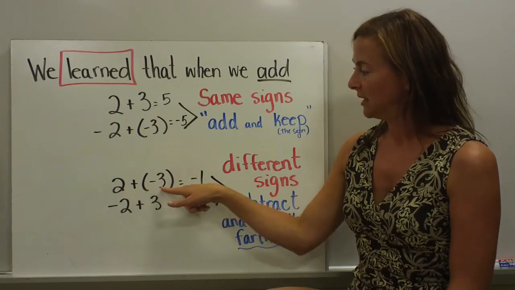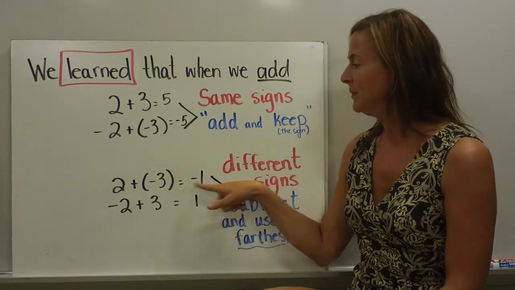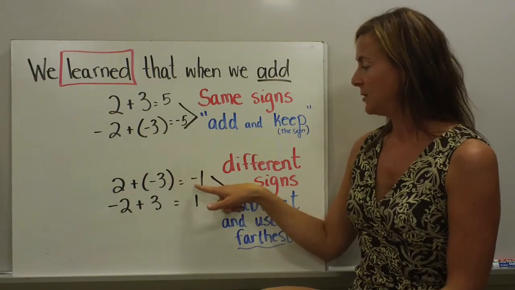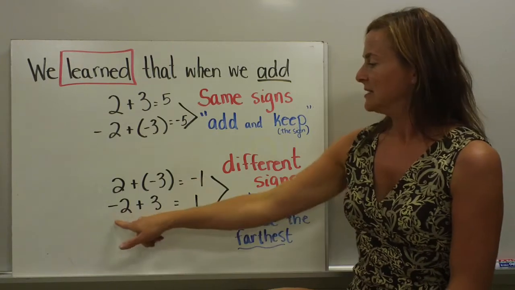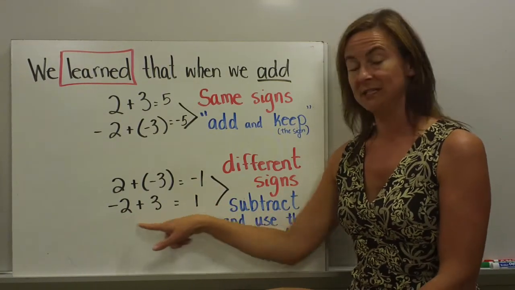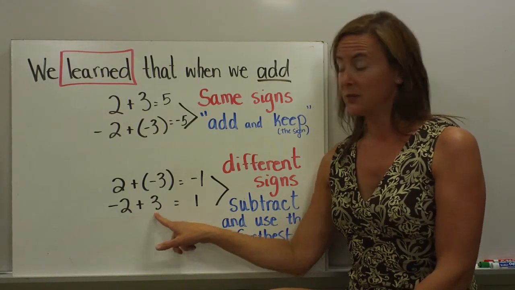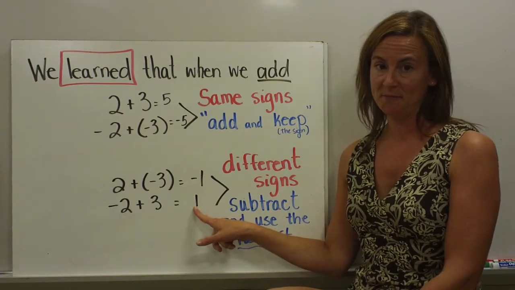So 2 plus a -3, we have different signs, so we find the difference, which is 1. -3 is farther away than 2, so -3 names the sign. Same here, except we've switched. -2 plus 3, different signs, find the difference. 3 is farther away from 0 than -2. 3 is positive, so the 1 is positive.